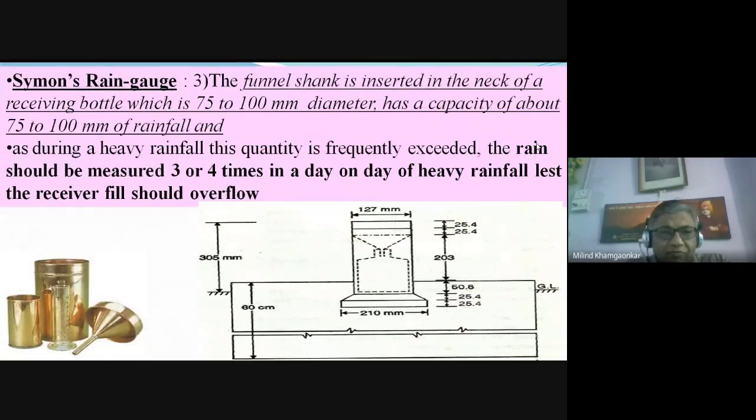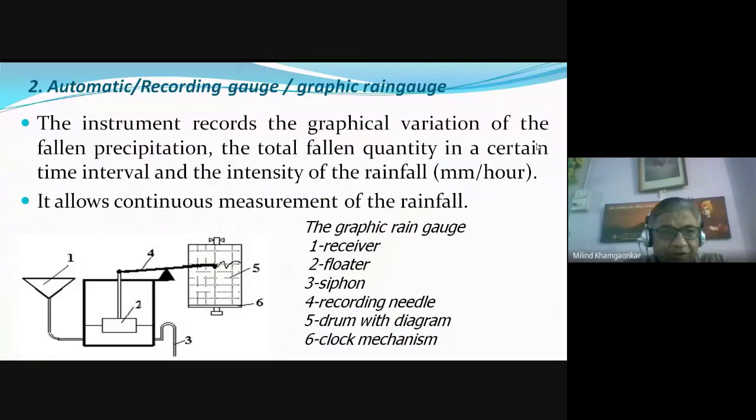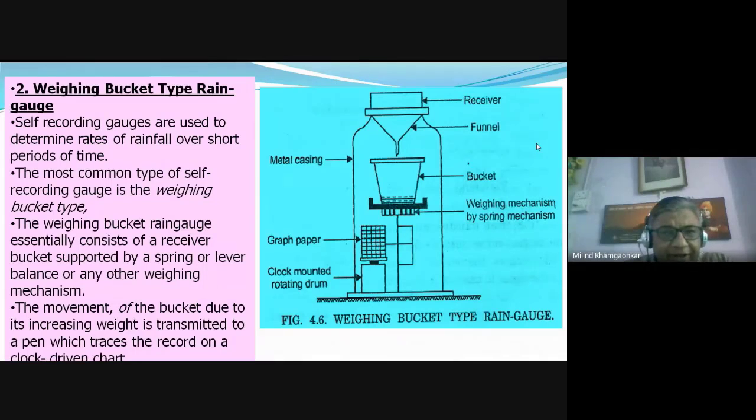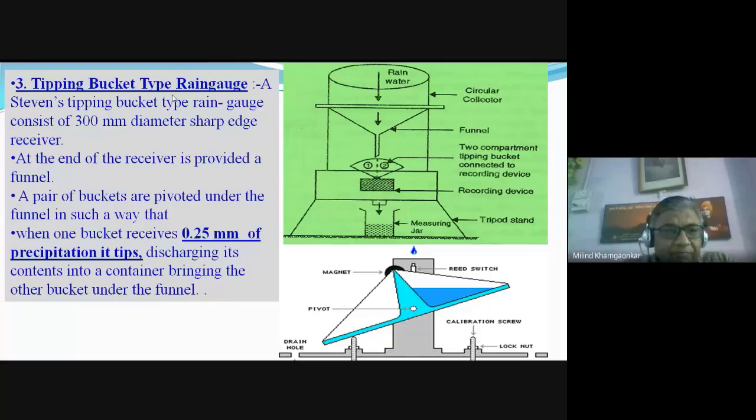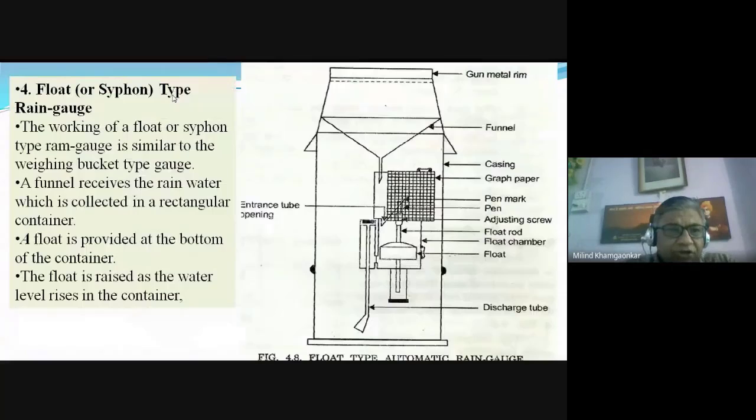In our India, generally, this rain gauge being robust in nature, it is used all over the Indian meteorological rain gauge stations. Now, certain automatic or recording type or graphic rain gauge equipments are there. They are the weighing bucket type rain gauge, tipping bucket type, or the third one is the float or siphon type rain gauge.